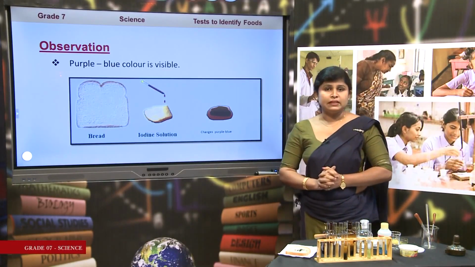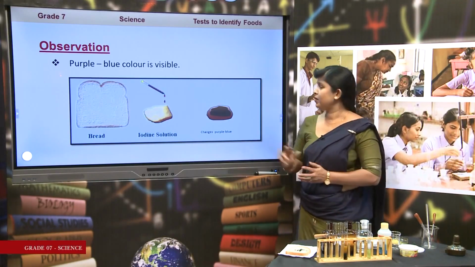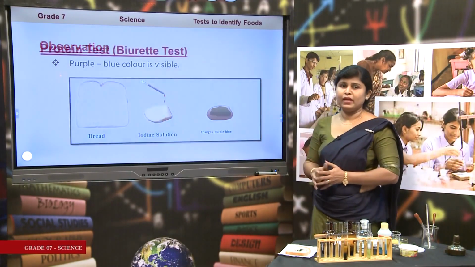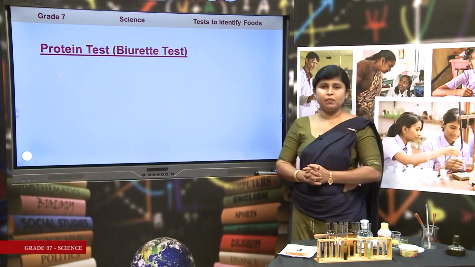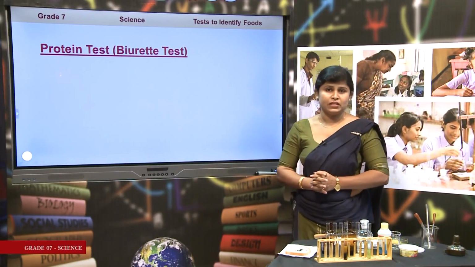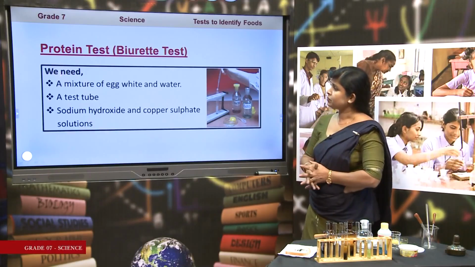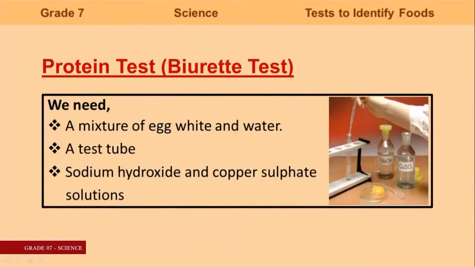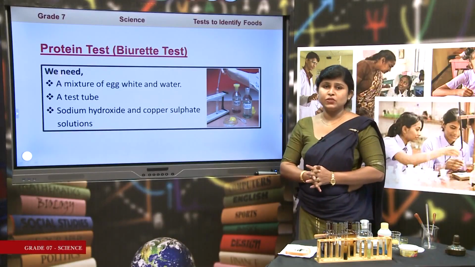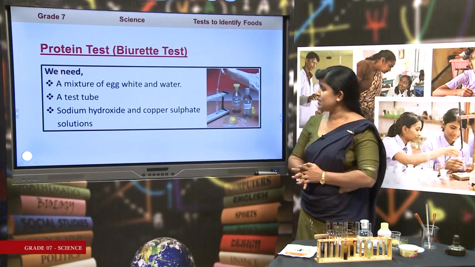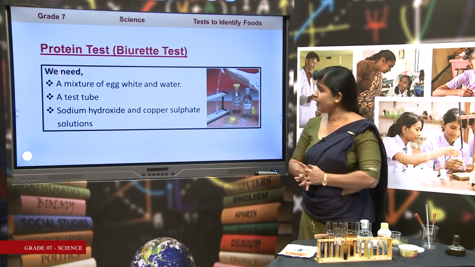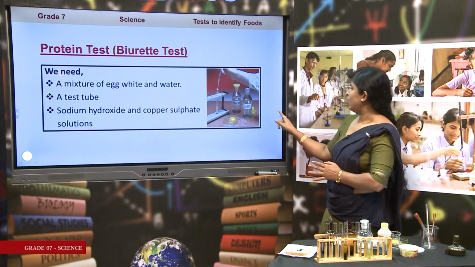Now, we are going to move on to the third activity, that is for identifying proteins in a food item. Protein test, we call that biuret test, as we are using biuret reagent here. Let us see the materials required for the activity. A mixture of egg white and water, a test tube, then sodium hydroxide and copper sulphate solutions. You know, sodium hydroxide is a strong base which is widely used in the laboratory, and copper sulphate, it is a familiar solution, right. Now, I would like to explain you how I am going to do the activity.